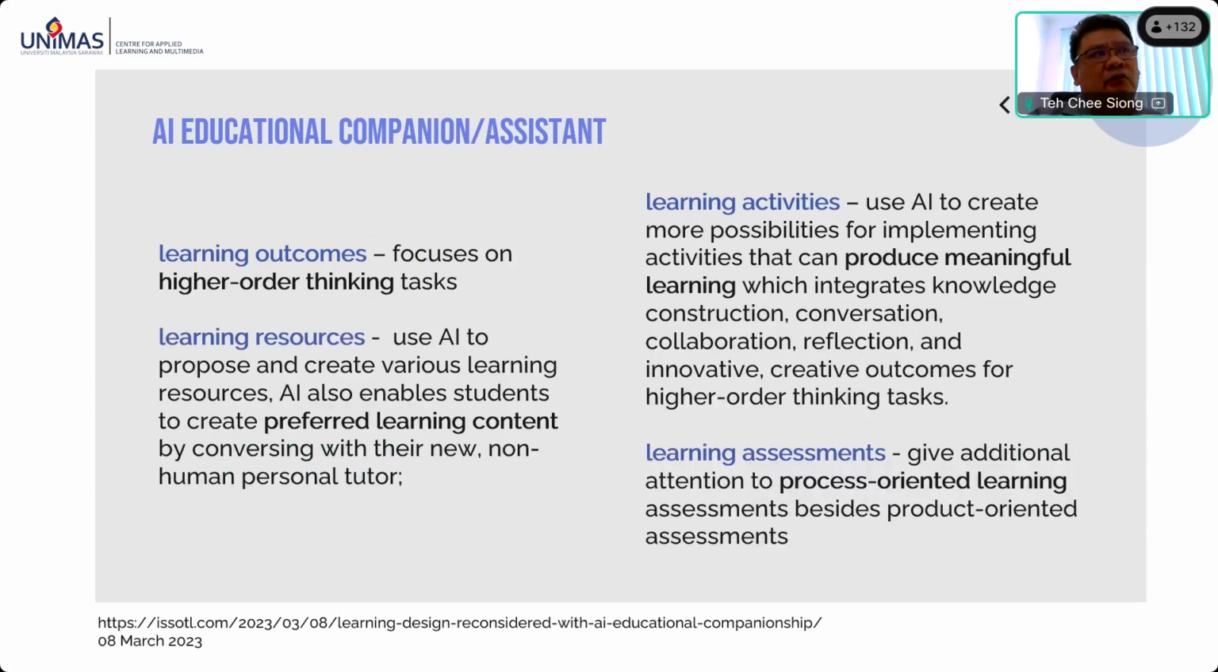companionship. And the highlight of our talk here is that we highlight certain learning design processes, like learning outcomes. So we need to focus on higher order thinking. For learning resources, we prefer learning content by conversing with new non-human personal tutors. We have some learning activities that need to be modified, and we have some learning assessments that should be given attention. So this website has also been giving you some access to this, and later on, if you're free, you might go through our position about AI in education, especially learning design.